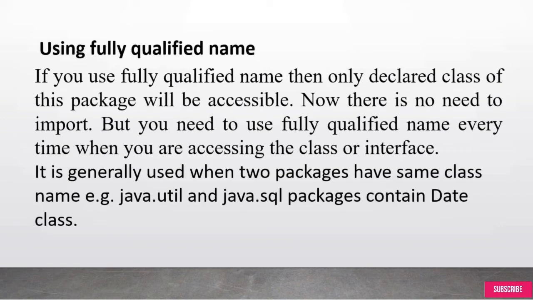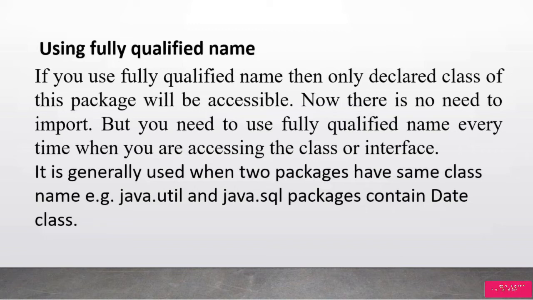Then after, fully qualified name. When we use a fully qualified name, then only the declared class of this package will be accessible, and there is no need to import any package because we are using the fully qualified name. But you need to use the fully qualified name every time you are accessing the class or interface. So that is the drawback of this approach.